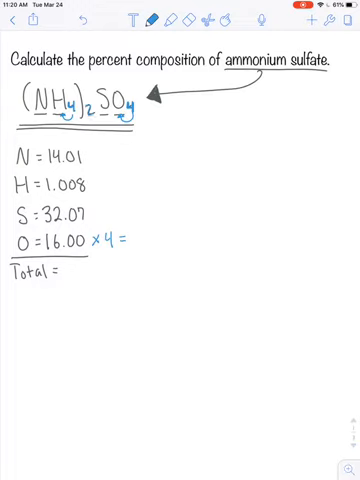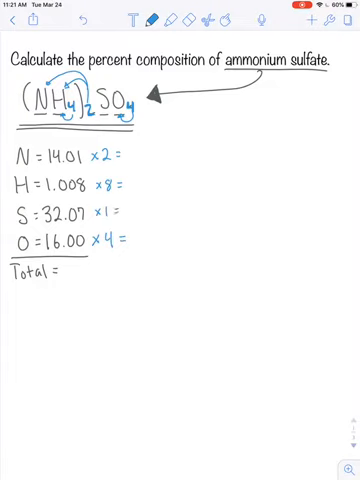But we also have this 2 on the outside, and we have to remember that that 2 is telling us that we're going to distribute that 2 by everything inside the parentheses. So what that means is we have 2 nitrogens, and instead of 4 hydrogens, we actually are going to have 8 hydrogens. Sulfur, we only have 1 of those. So let's get those totals added up.